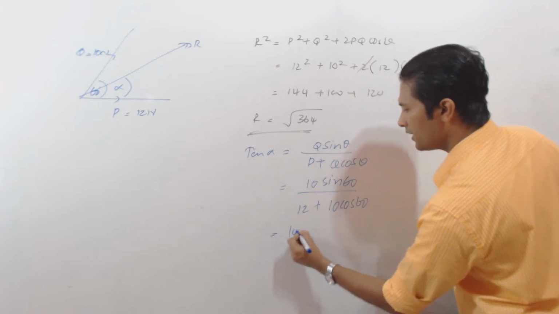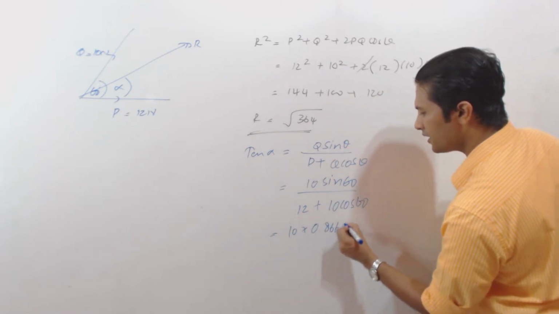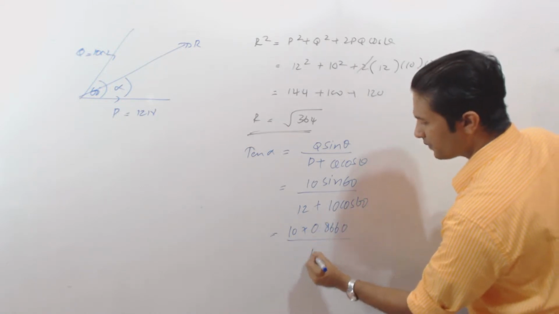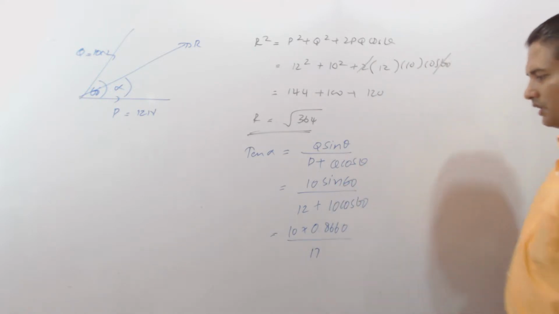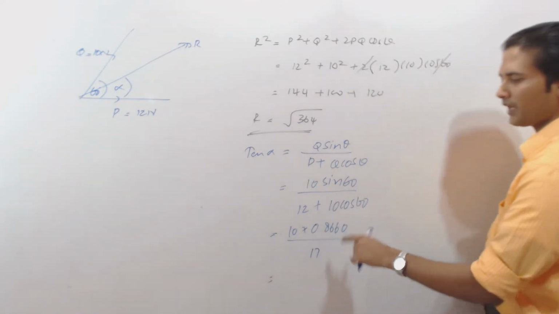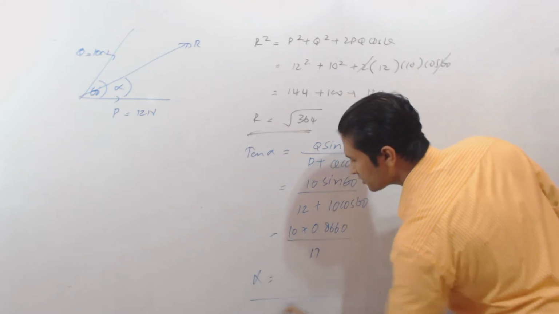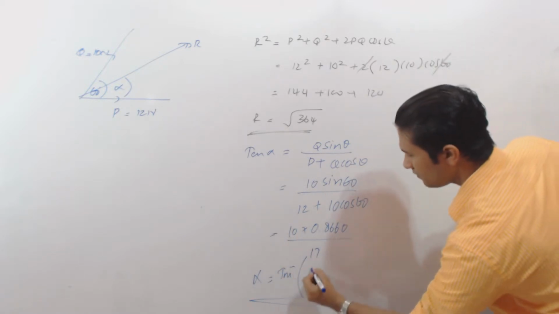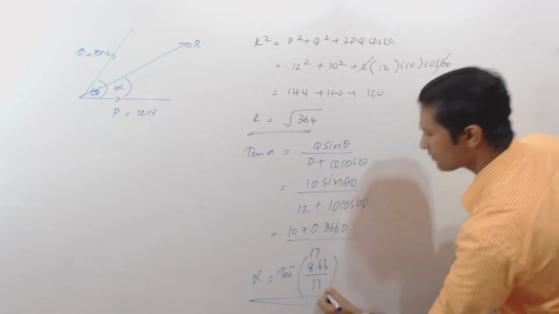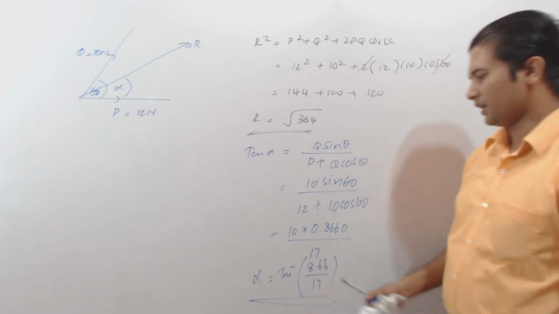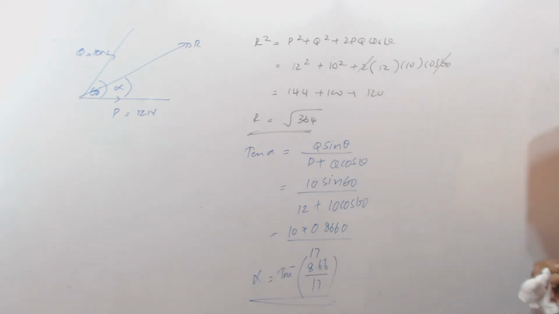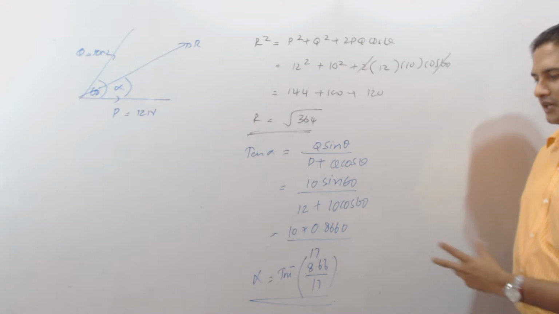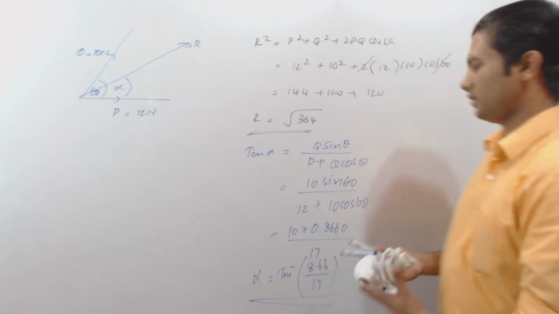Since sin 60 is 0.8660, which means root 3 divided by 2, and cos 60 is half, this becomes 17. So using this simplification, you can find the alpha value as well. So tan alpha equals 8.66 divided by 17. So when you are referring to the natural tangent, you can find the alpha value. That's all.